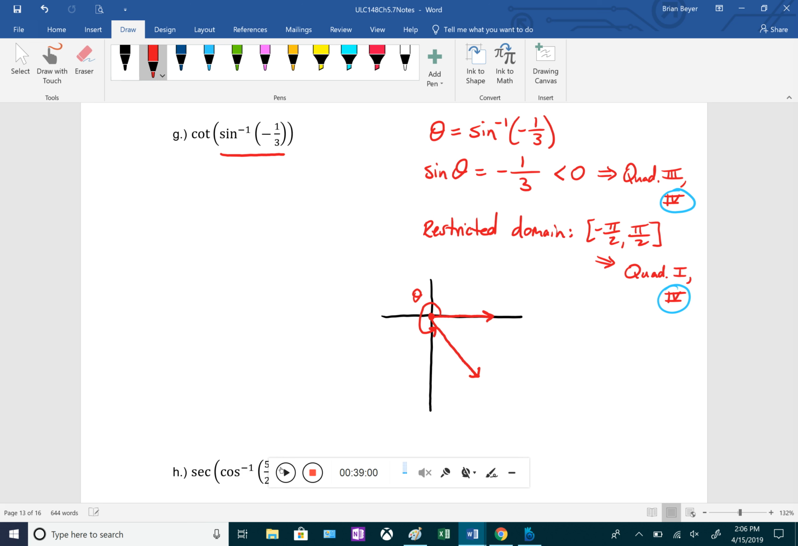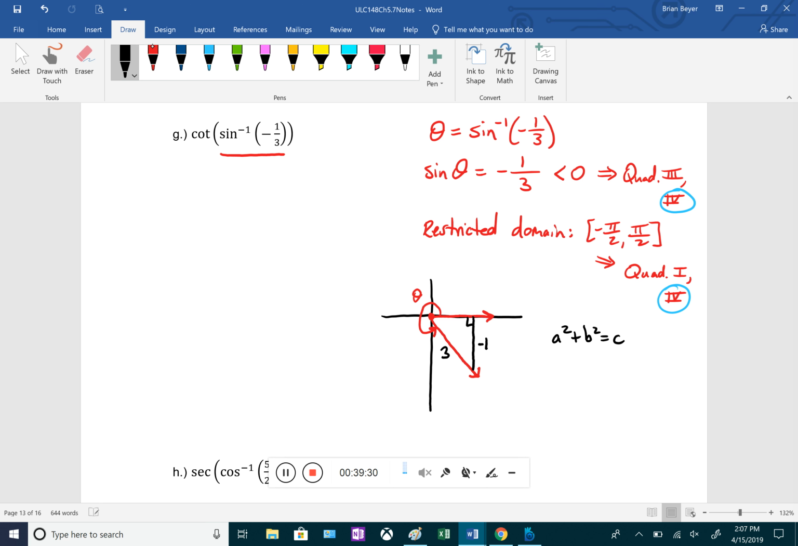Okay, so drawing our right triangle here, we get this. Filling in our sides. Sine of theta is negative 1/3. We know that sine is opposite over hypotenuse, so that's going to be 1 and 3. And this is in the negative y direction, so we know that that side had to be negative 1. So finding the missing side here, we would use the Pythagorean theorem again.